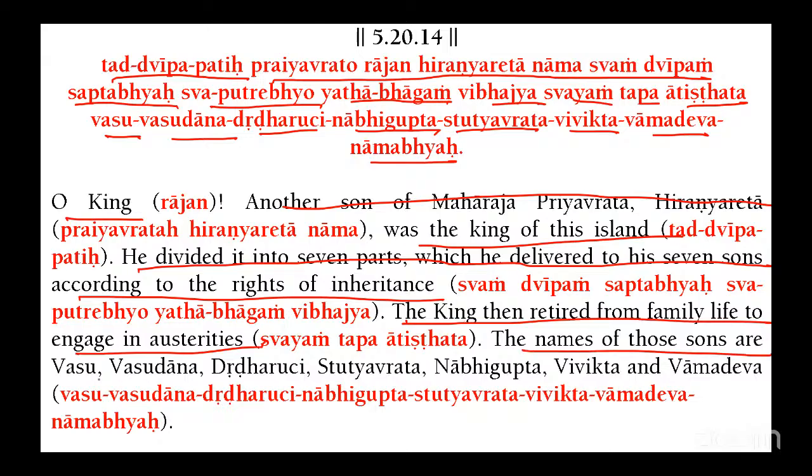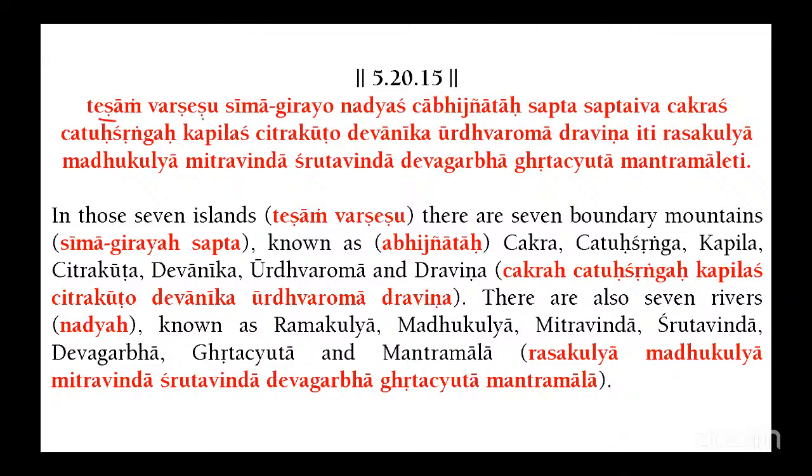The names of those sons are Vasu, Vasudana, Dhridaruchi, Stutyavrata, Nabigupta, Vivikta, and Vamadeva. So we saw Maryada Giri, Sima Giri, same thing.